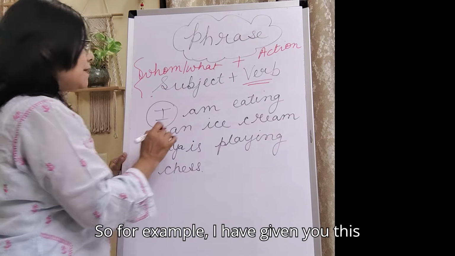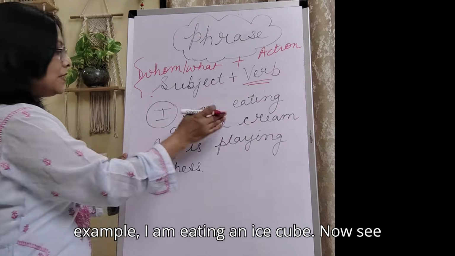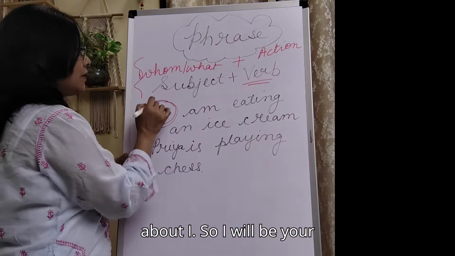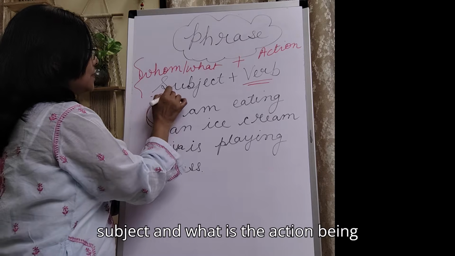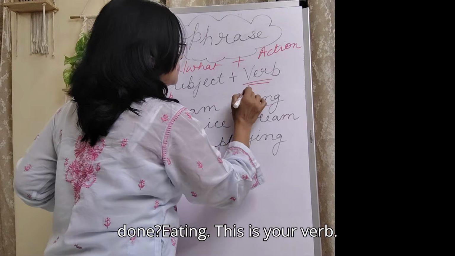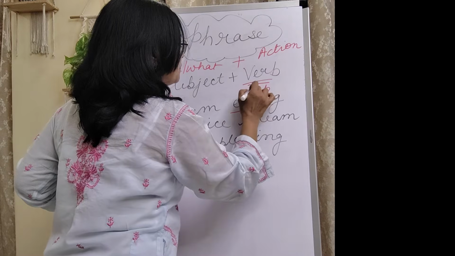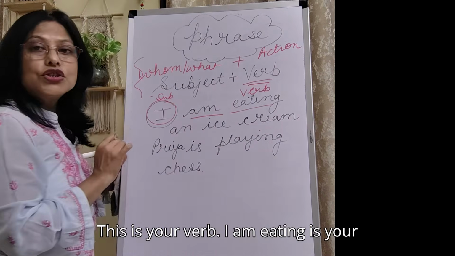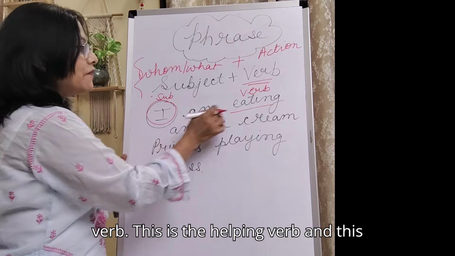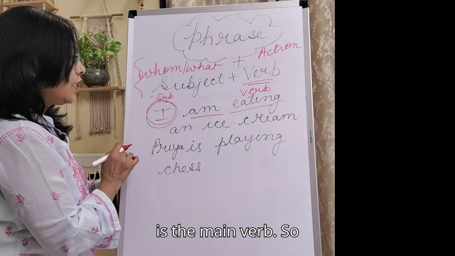So, for example, I have given you this example. I am eating an ice cream. Now see, whom am I talking about? I am talking about I. So, I will be your subject. And what is the action being done? Eating. This is your verb. Am eating is your verb. This is the helping verb and this is the main verb.